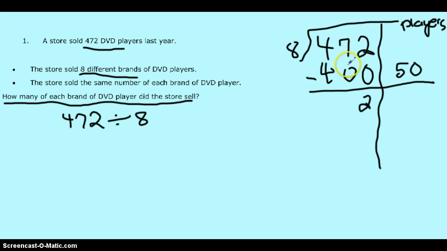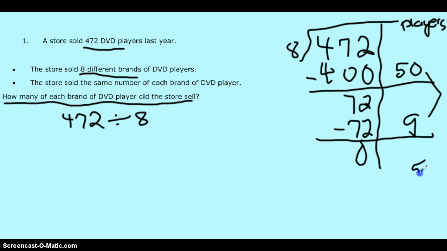Well, I need to subtract 400 from 472, and I end up with 72. So now we can use our multiplication facts. I know that 9 times 8 is 72. So I've used up, so I'll put another 9 DVD players in each of the 8 groups. I don't have any DVD players left, so we can see that 50 plus 9 would be 59. So there would be 59 DVD players in each group with none left over.